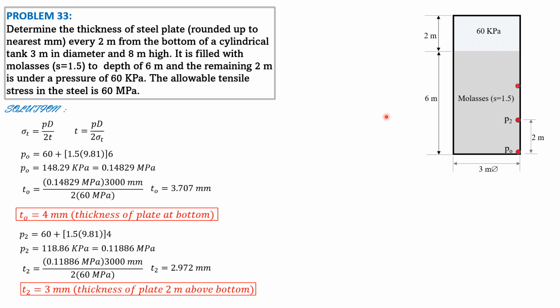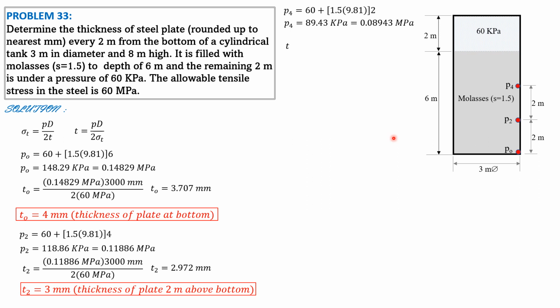Then for the next 2 meters, call this P sub 4, and that's 2 meters. So P sub 4 is 60 plus 1.5 times 9.81 times 2, because this is 2 meters. So P sub 4 is equal to 89.43 kilopascals, or 0.08943 megapascals.